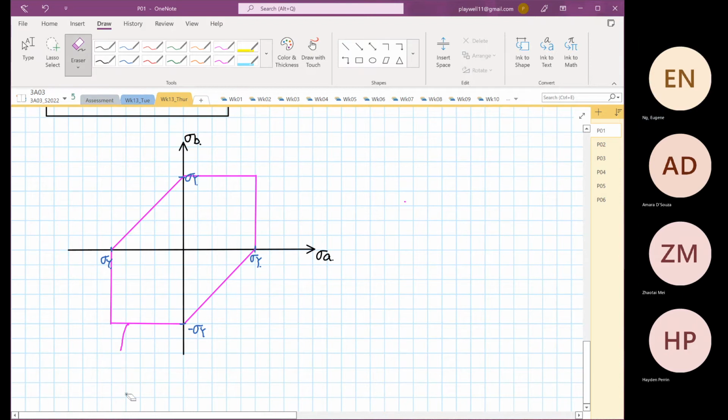Okay, Tresca, which is based on maximum shear stress.